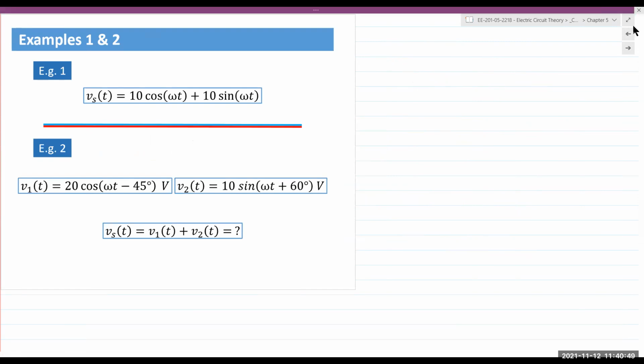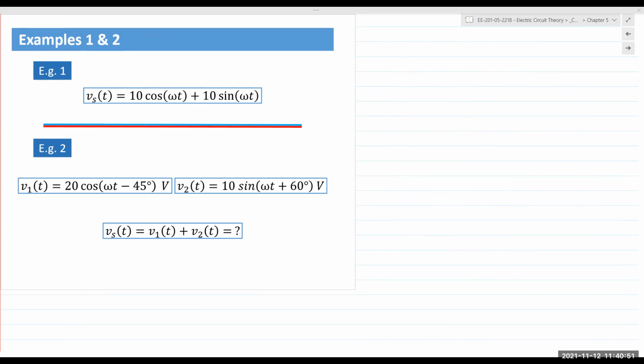So first one, what is it asking us? It's asking us to find Vs of t. Meaning we are supposed to use phasor techniques and reduce this expression down to one single quantity, find the magnitude and then the phase.